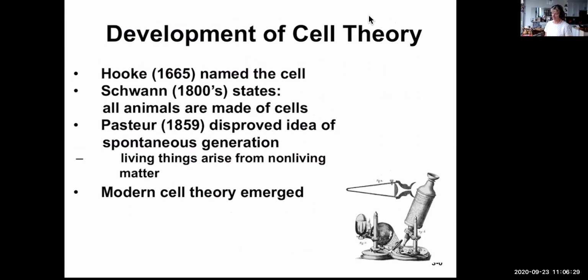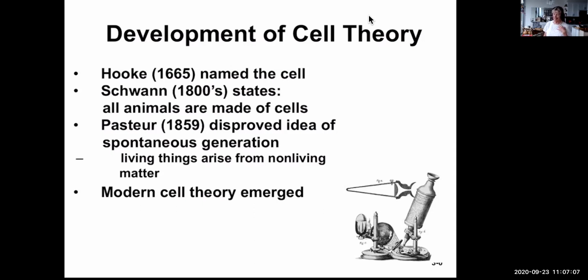Robert Hooke used microscopes, he invented microscopes, and he named the cell. He called it a cell. He was one of the investigators into small things that lived, for example, in people's teeth. Schwann, of Schleiden and Schwann, stated that all animals are made of cells. That's cell theory. We now know that all life is made of cells.